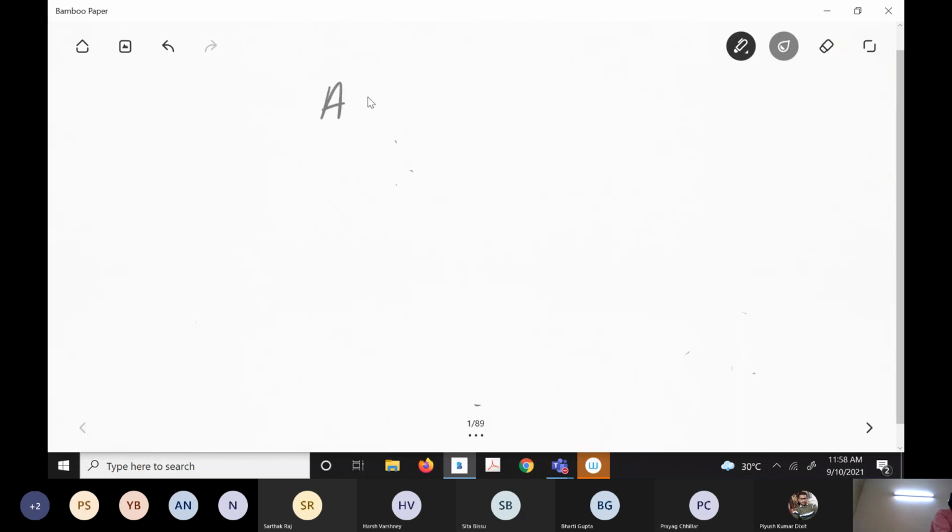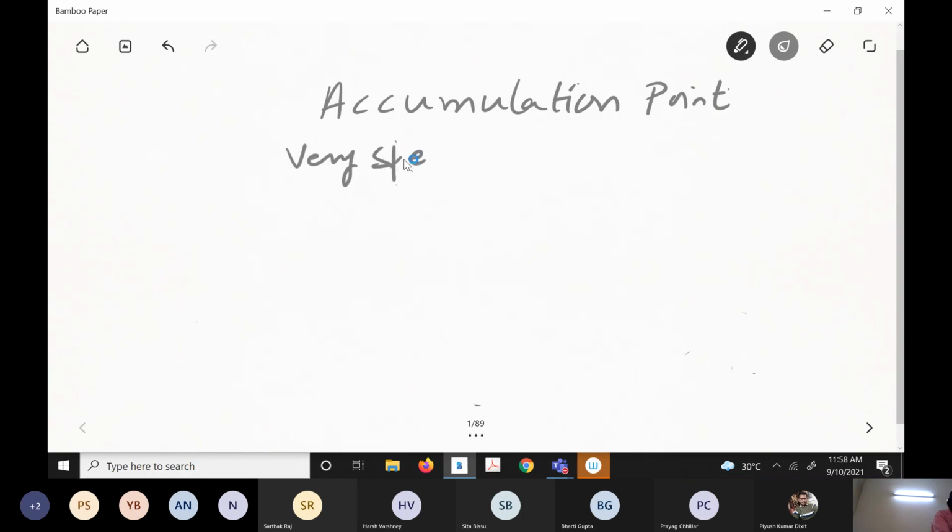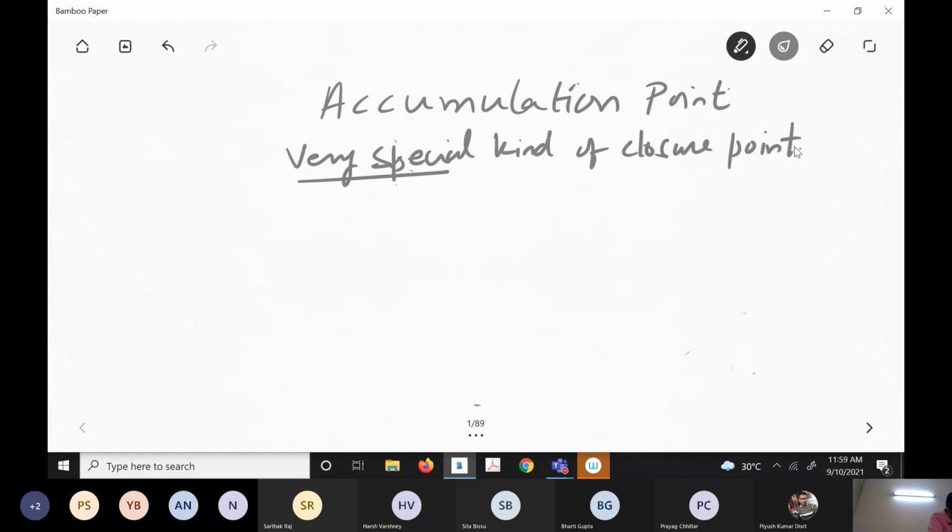I want to start with accumulation point. This is very important. This is a very special kind of closure point. Look, on page 73, first I'm explaining the idea and motivation.